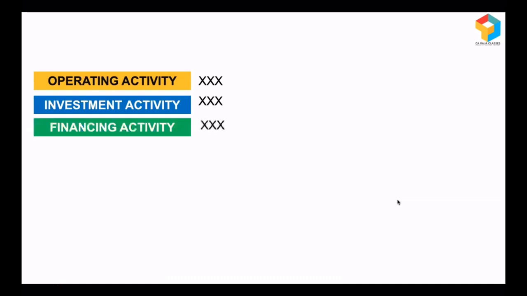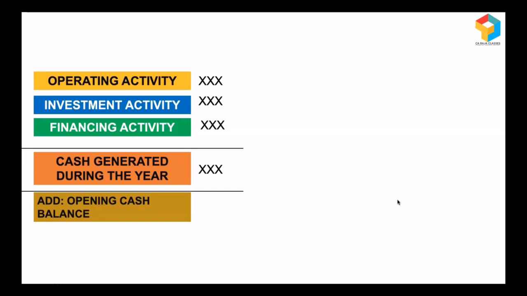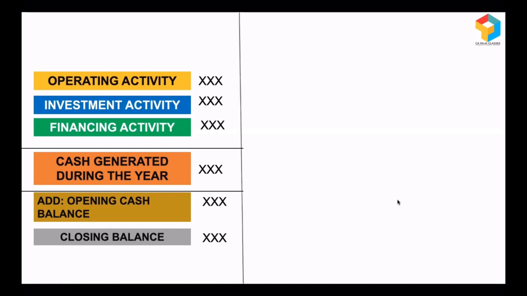So in a year, if you capture all this, cash flows from operating, investment, and financing activity, and if you total them, you get to know what is the cash generated during the year. And with this, if you add the opening cash and cash equivalents, automatically you will get the closing cash and cash equivalents position. And this is something known as abridged cash flow statement. So what's happening here?